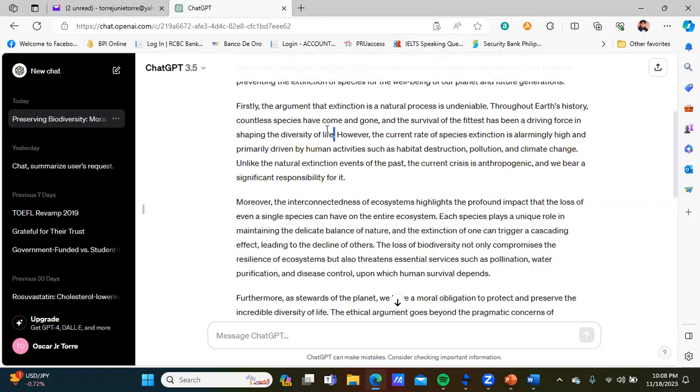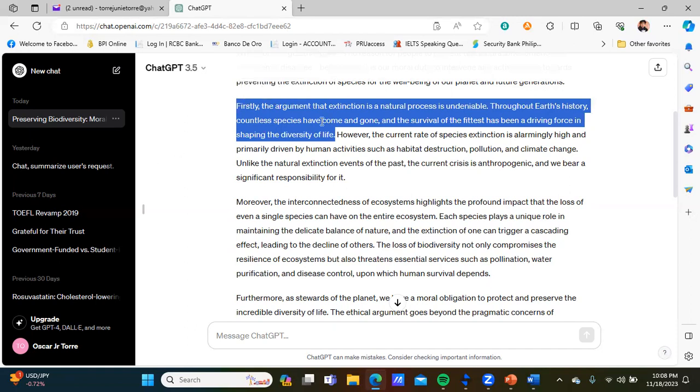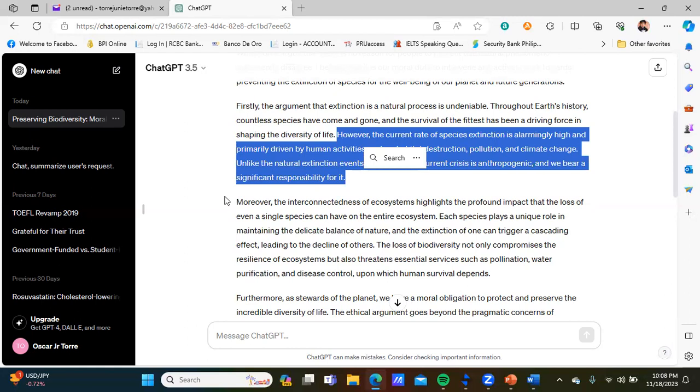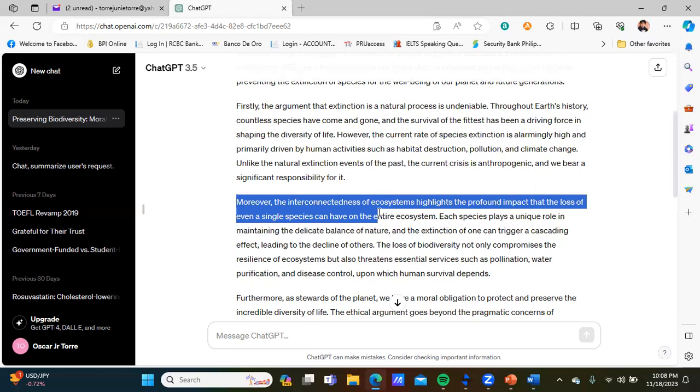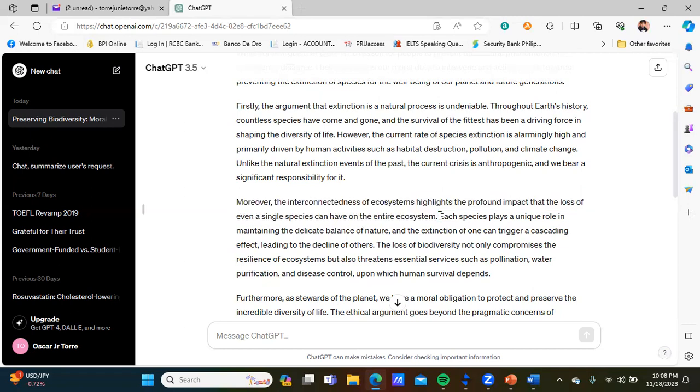See, that's the only argument for the agree. The sole argument for the agree is there. And then he just killed it right away. Dead. You're dead in the water. And then he's not yet satisfied. He added another argument in favor of preserving animal species. The interconnectedness of ecosystems highlights the profound impact that the loss of even a single species can have on the entire ecosystem. Oh my God, man. It is dead. I mean, the argument of the agree side is completely dead. It's killed and it's buried.